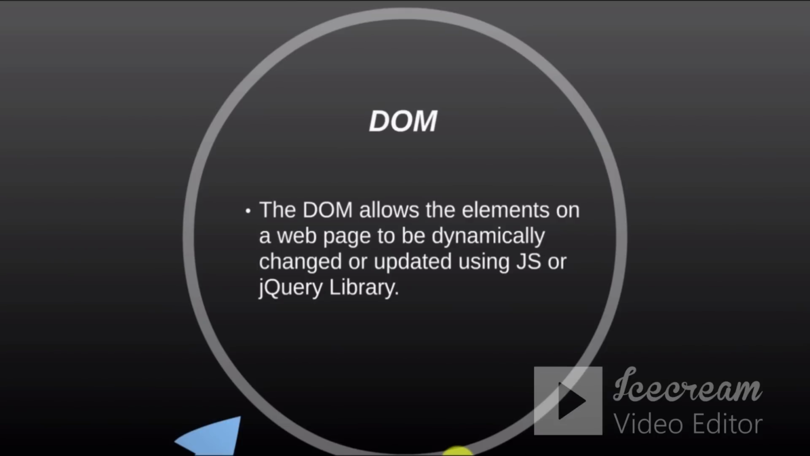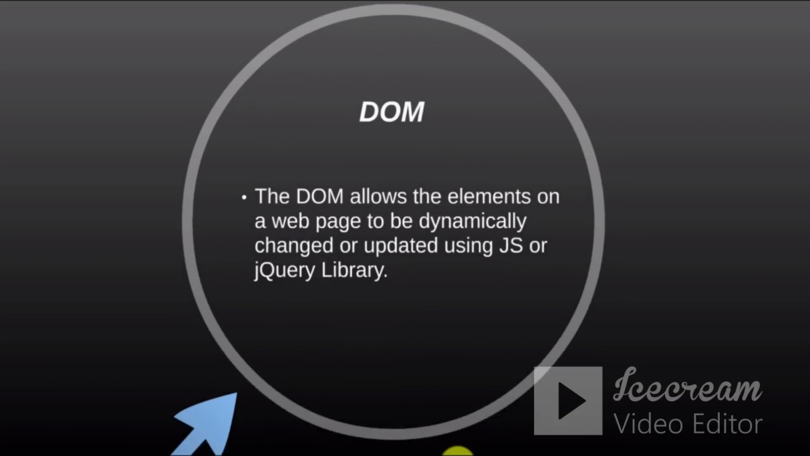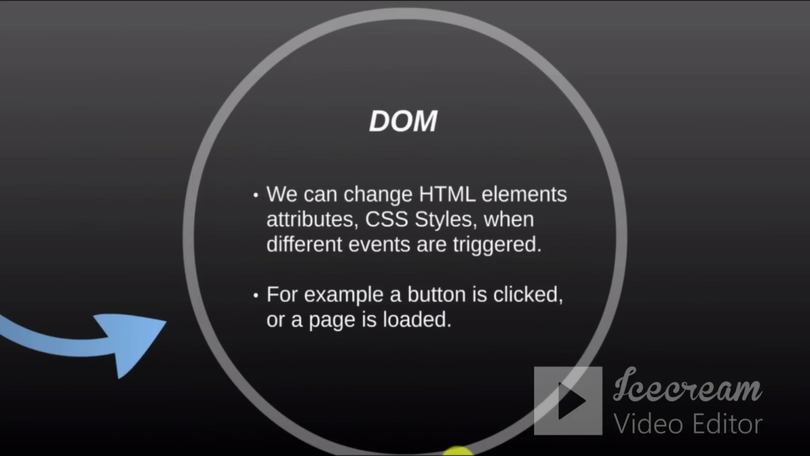The DOM is important to understand because it allows the elements on a web page to be dynamically changed or updated using JavaScript or the jQuery library. This means we can change HTML elements, attributes, and CSS styles when different events are triggered. For example, if a button is clicked or a page is loaded, just to name a few.